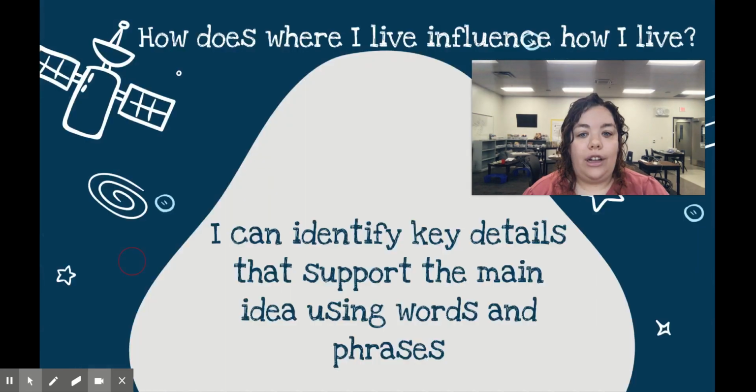So, just like before, our social studies standard is still thinking about how does where I live influence how I live. And we are also going to work on identifying key details that support the main idea using words and phrases. So remember, those key details are like who, what, where, when, why. And we're going to find those key details this time using words and phrases instead of like last time, we used the pictures to show the key detail.